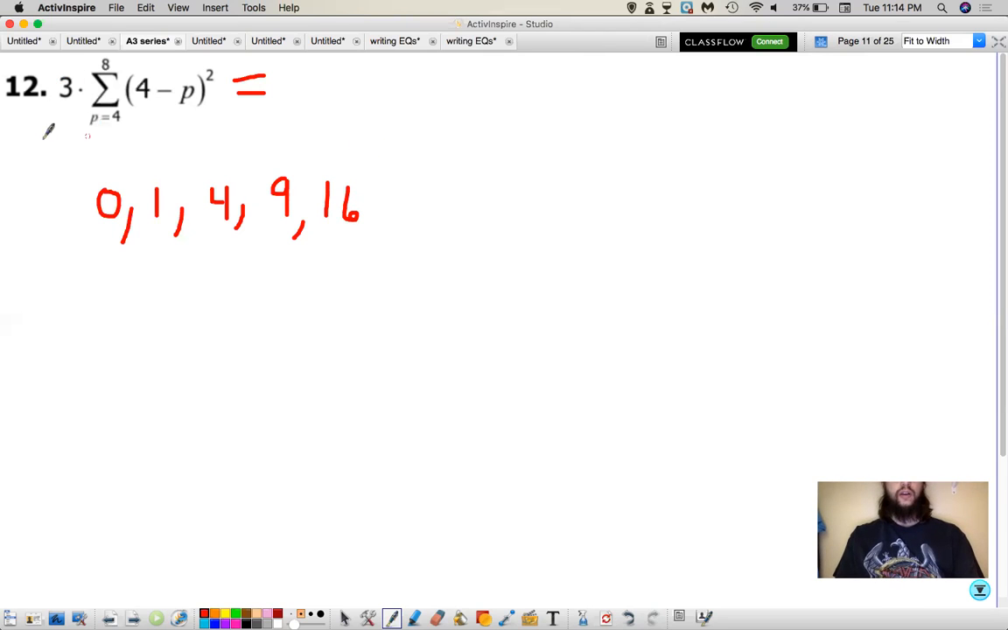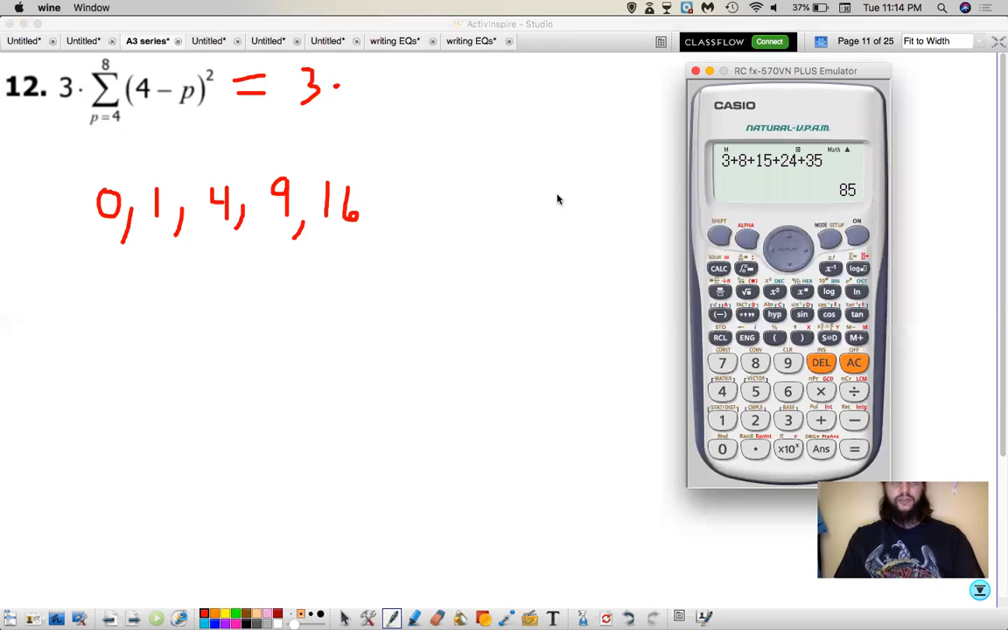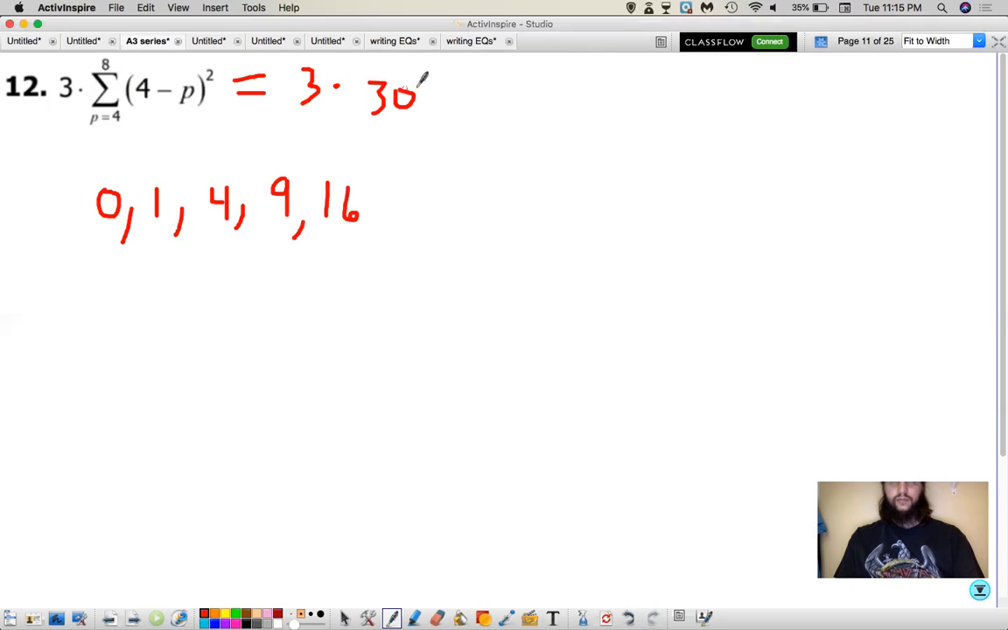So if we look at what this is saying, it's 3 times this summation. Find the summation, multiply the answer by 3. So 3 times 30, which is 90.